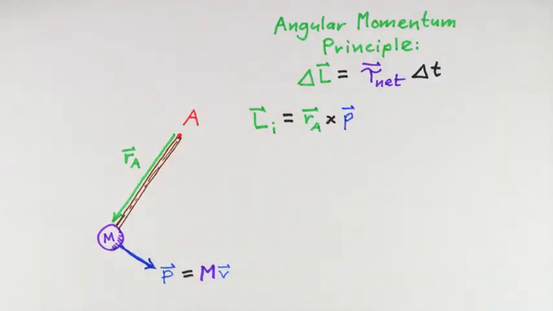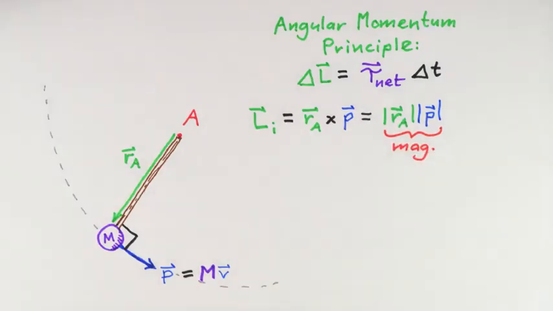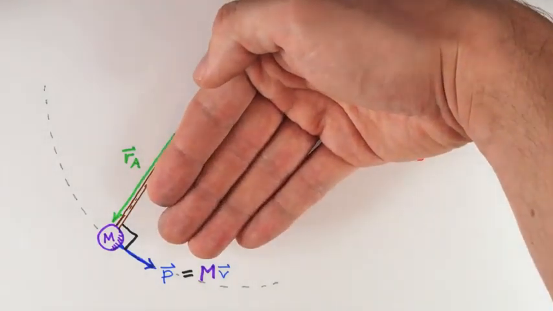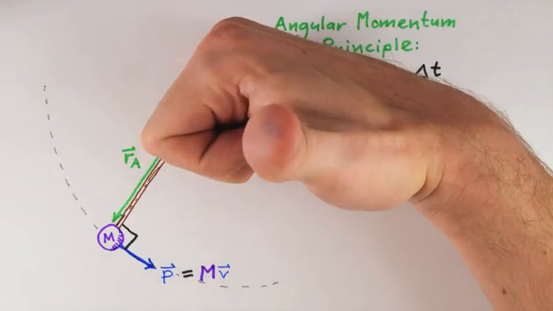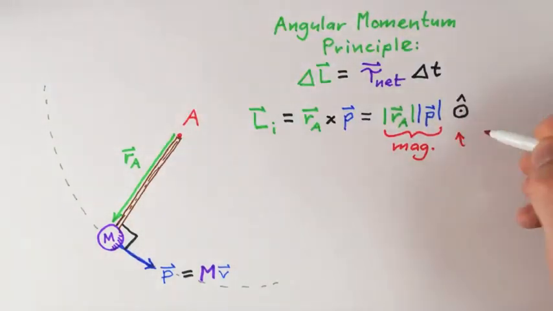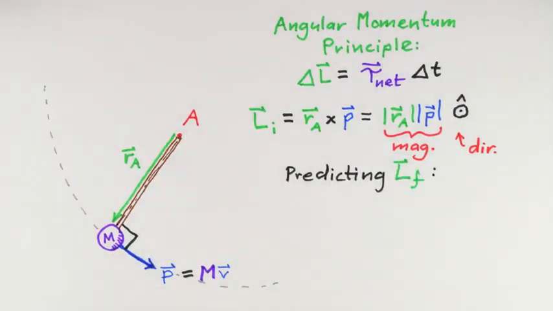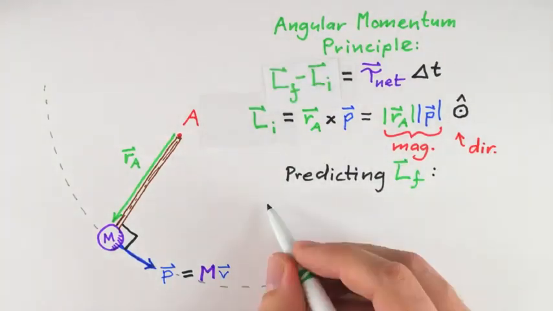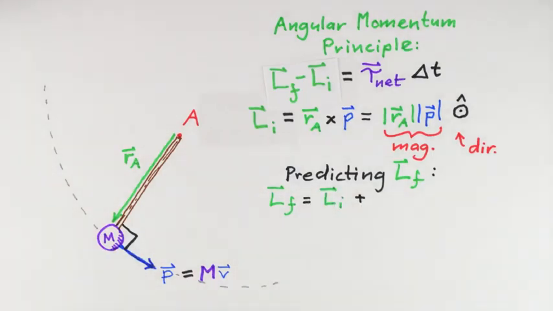Recall that earlier we discussed that for the case of rigid rotation like this, the mass must move in a circle so that the vector momentum p is perpendicular to r sub A. So the magnitude of the initial angular momentum is just the product of the magnitudes of r sub A and p. By applying the right-hand rule, we find that the direction for the initial angular momentum is out of the screen for this example. Now to predict the new angular momentum, L sub f, a short time delta t later, the angular momentum principle tells us that we add to the initial angular momentum, L sub i, the product of the net torque, tau sub net, and delta t.